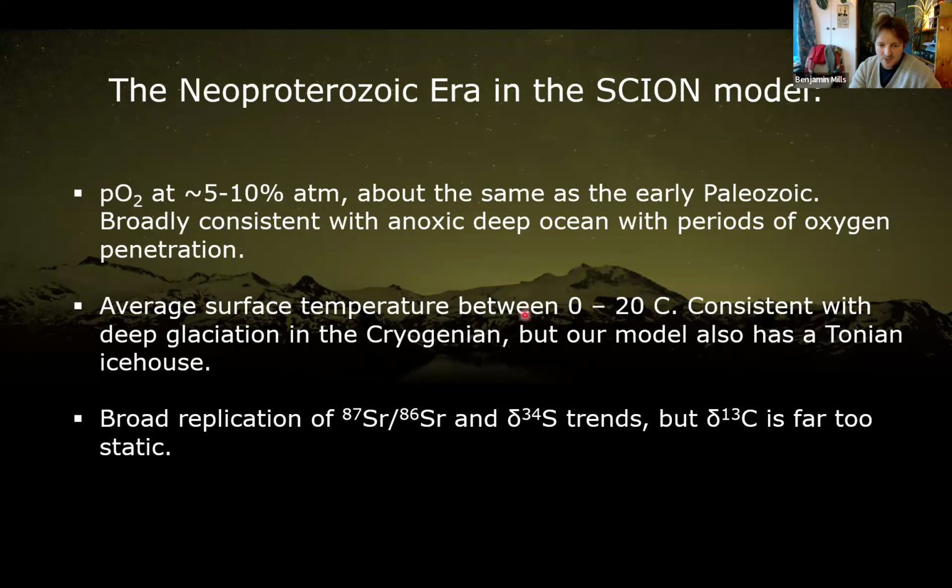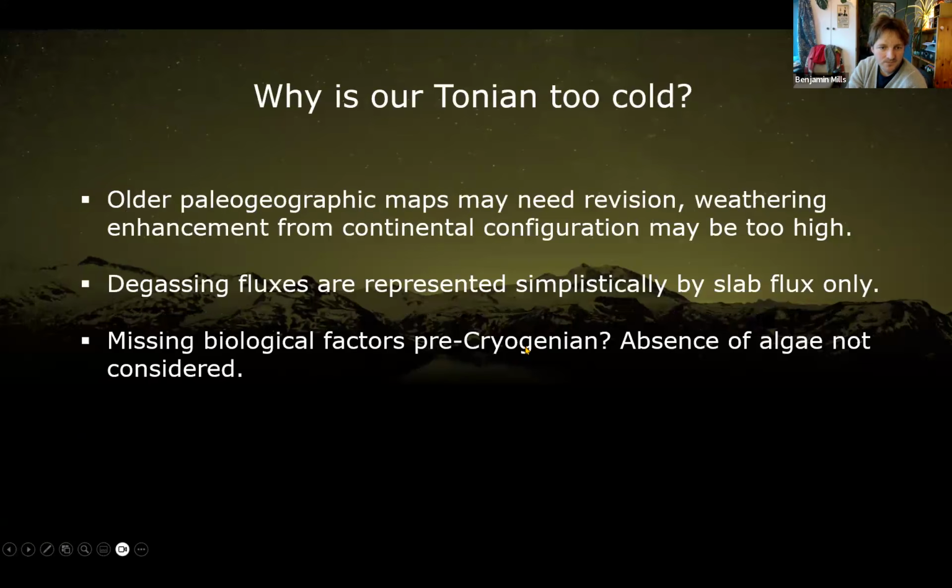Our average surface temperature doesn't do anything crazy. It is consistent with there being glaciation at some points during the era. But we don't really get the deep glaciation of the Cryogenian, and we also have this Tonian icehouse, which doesn't exist in the real world. And then for our isotope trends, we get some broad replication, but we don't get any of the variability on things like a 10 million year scale. Certainly not those big swings we see in delta 13C around and through the Cryogenian.